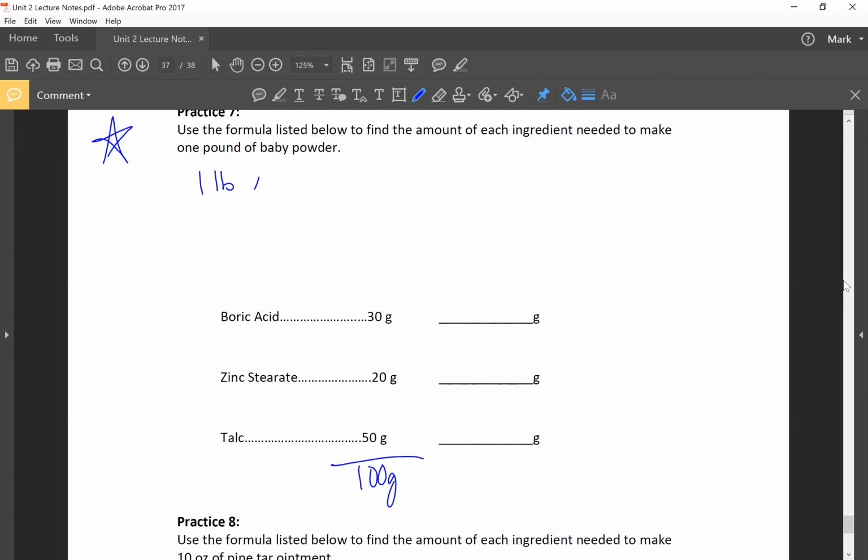Okay, and 1 pound is equal to 454 grams. This will be given to you. So if you need to convert from centimeters to inches, or grams to pounds, it will be given to you. This is the only reason this one's so easy, because we're just dealing with 1 pound.